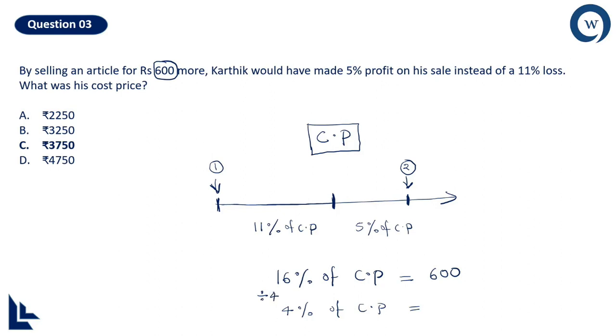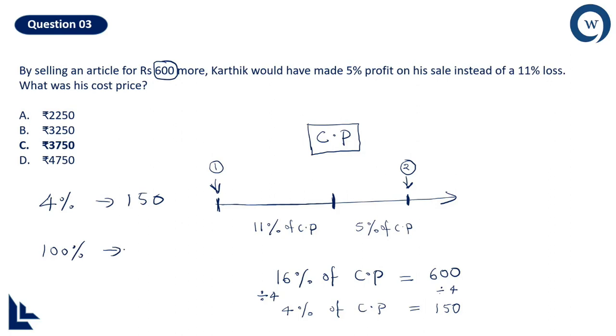16 divided by 4 will give me 4. If I divide the left hand side by 4, the right hand side should also be divided by 4, which is 150. Now tell me what is 100% of the cost price. I will write it here. If 4% is 150, how much is 100%?